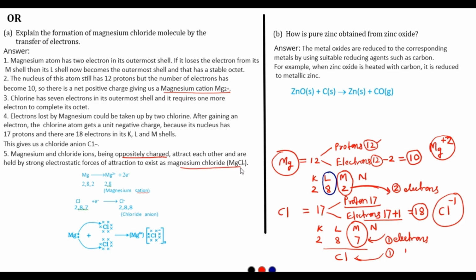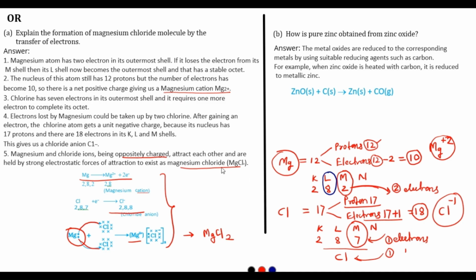So here is the diagrammatic explanation for this. You can see Mg will become Mg plus 2, Cl will become Cl minus. So 1 Mg loses 2 electrons. 1 electron goes to 1 Cl, another electron will go to another Cl. So it becomes Mg plus 2 and Cl minus, it is 2 here, and it gives MgCl2. So this is the explanation for this question.